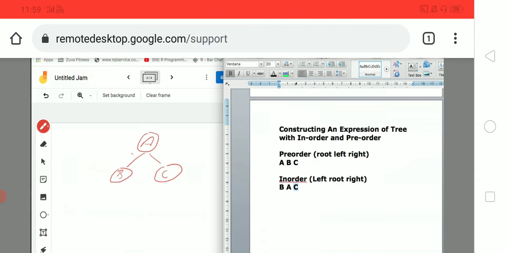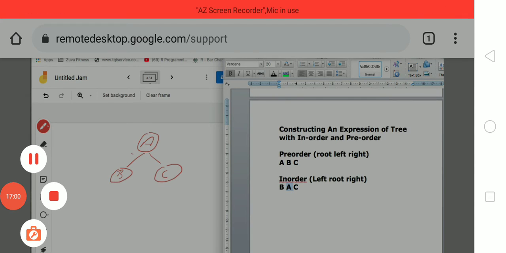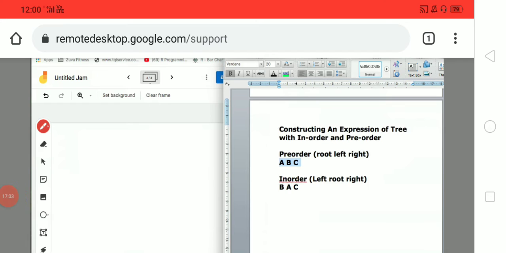By using preorder, I gave A as the root node, and when we follow inorder, A is in the center, so we have left node B and right node C. By using that pattern only, I draw a tree here. In this way, we can construct an expression tree with inorder and preorder. Now let us discuss another example with this topic. Okay, now I would like to take another expression.